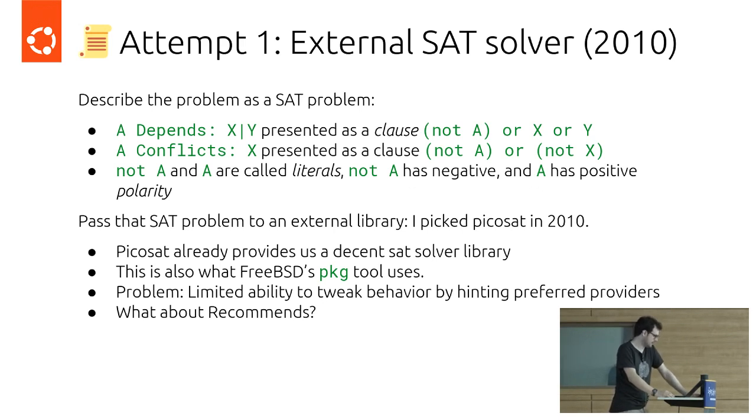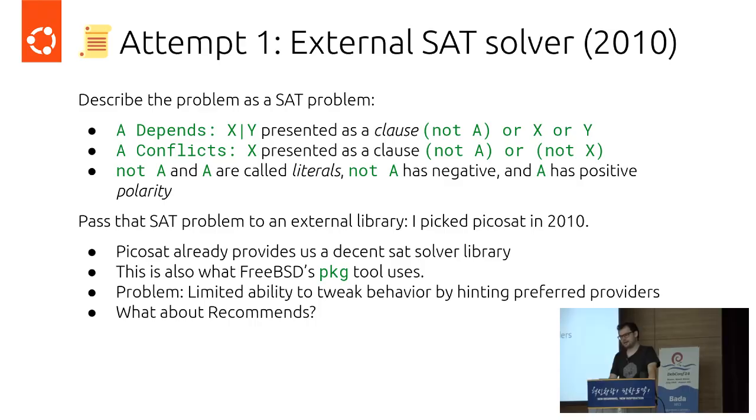So in 2010, I was using PicoSAT. PicoSAT apparently is also what FreeBSD's pkg turns out to be using. The problem with using an external SAT solver is that we have only limited ways to tweak its behavior. In case of PicoSAT, essentially for each variable we can say the default guess should be 1 or 0, but there were no really other options to configure how it searches for solutions, so it might find solutions that are correct, but not the solutions we actually want.